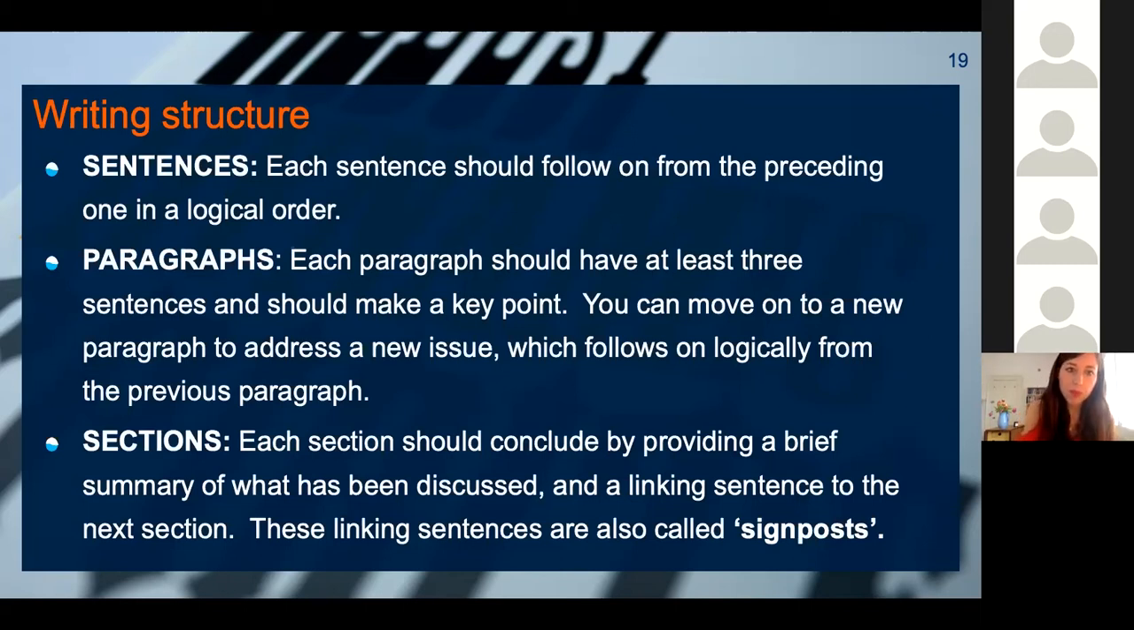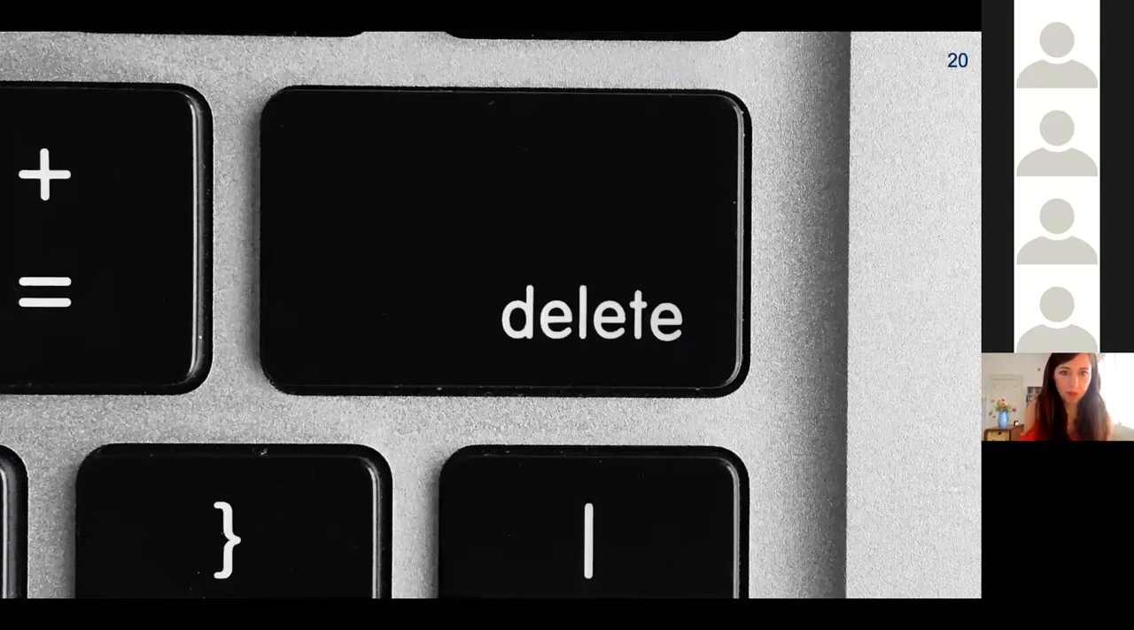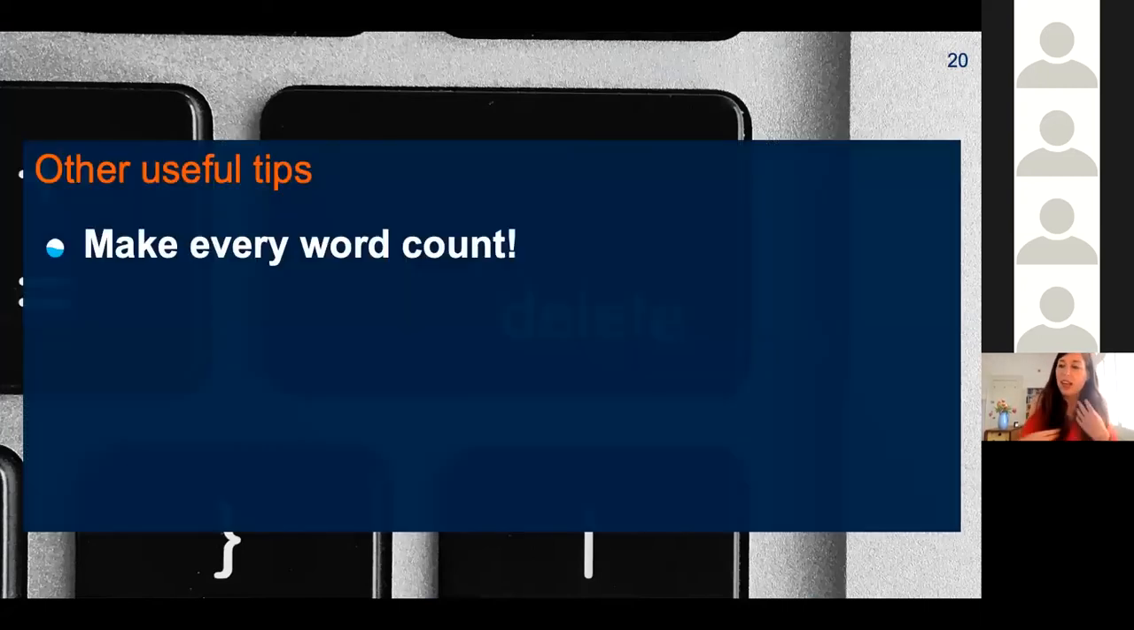So some useful tips I would have in this regard, as you clarify your writing, and especially in the later times, as you are going to submit your thesis. The first one would be to make every word count.